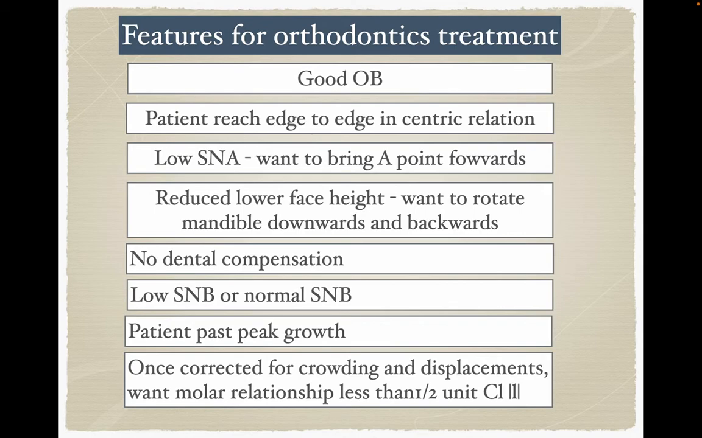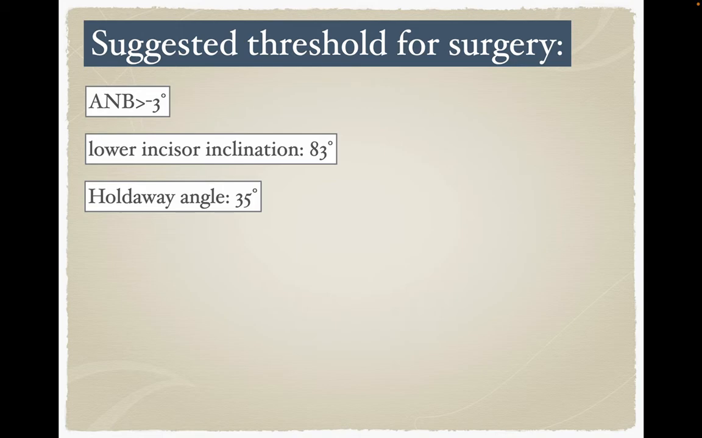Now, once we corrected the displacement associated with class 3, we prefer to see a molar relationship not more than half unit class 3. Now, some authors try to put numbers on when to go for surgery, and one of them is Kerr at Glasgow University. He came up with the conclusion that if the A and B is less than -3, lower incisal inclination is less than 82, and the Holdaway angle less than 35, then this patient is indicated for orthognathic surgery.